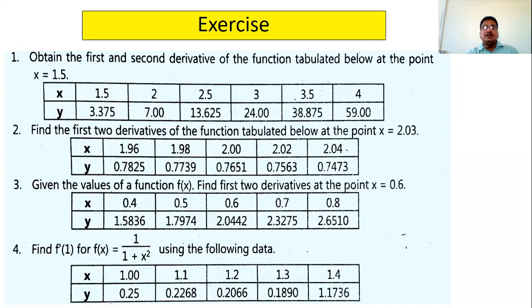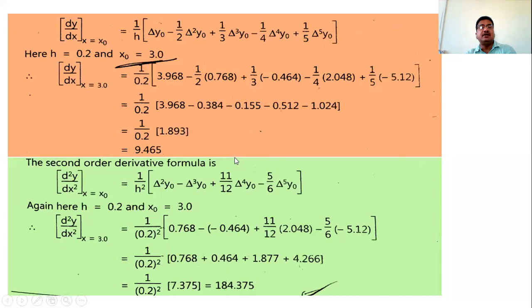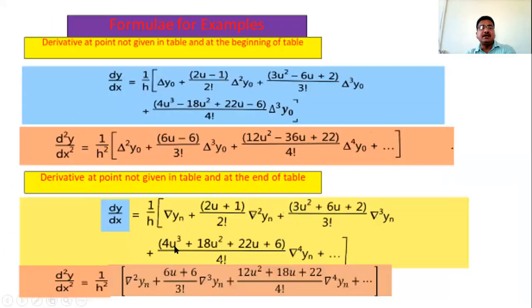Then the next problem is what? 2.03. This is a value between 2.02 and 2.04, the value is not given in the table, and it is at the end of the table. So for the second problem, use the general formula of first order derivative and second order derivative, these formulae. The derivative at a point not given in the table and at the end of the table. So for the second exercise, use these two formulas to obtain the first order derivative and second order derivative at that point. That is, find u and all such values of del yn, del square yn, and all these.